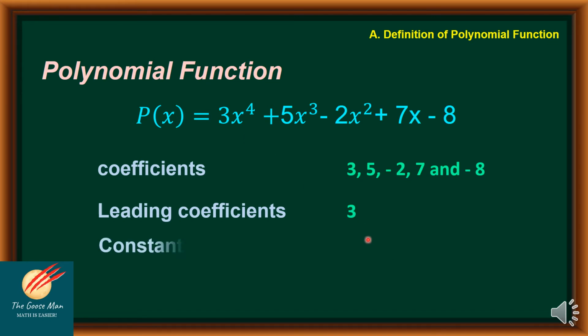leading coefficient. Next, the constant term. This is the number only, and that number only without variable is negative 8. While the degree is the highest exponent on the terms. Observing our polynomial function, the highest exponent is equal to 4. So the degree is equal to 4.